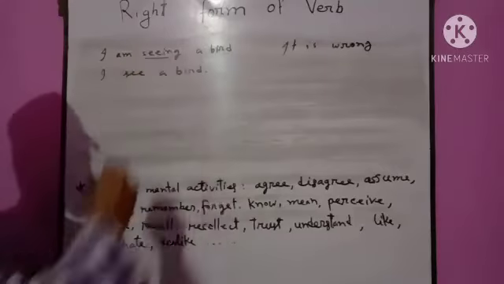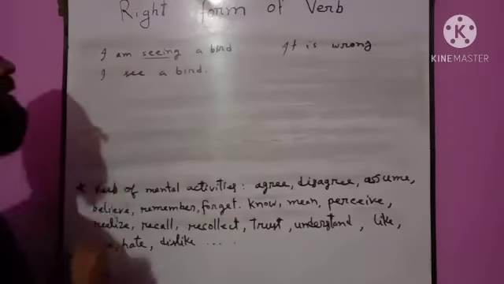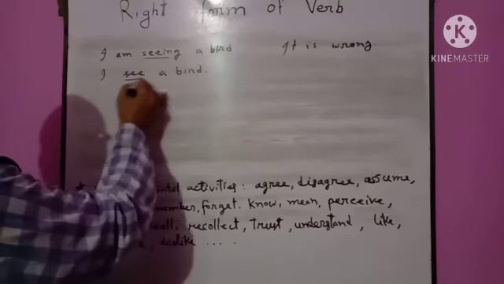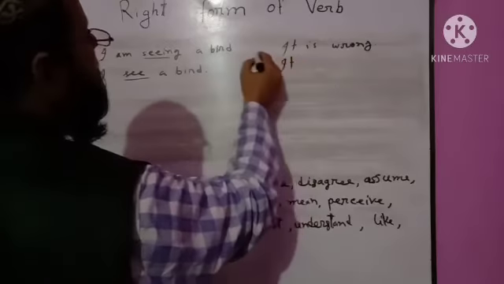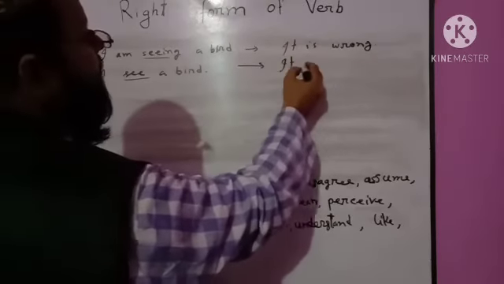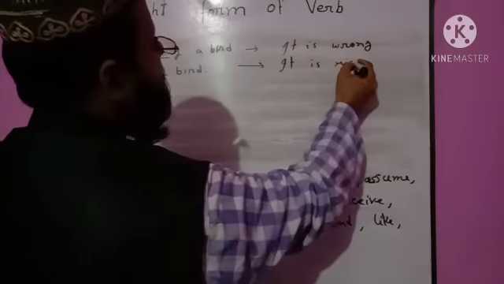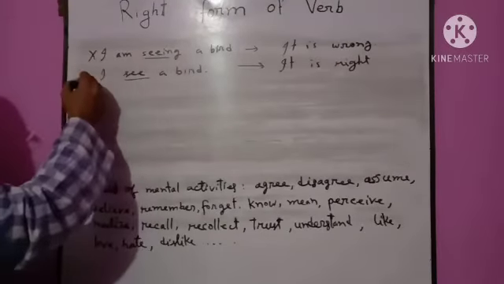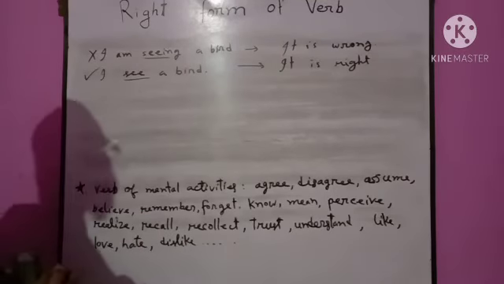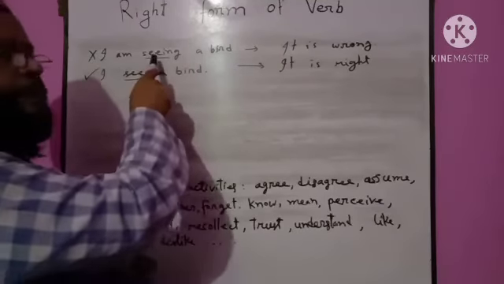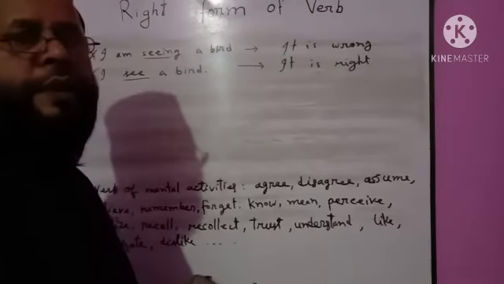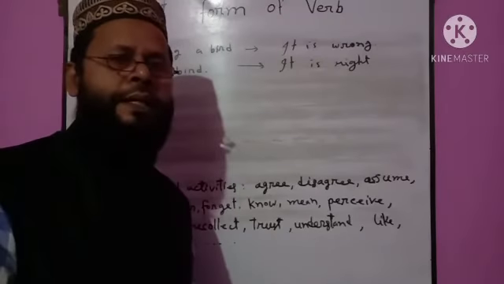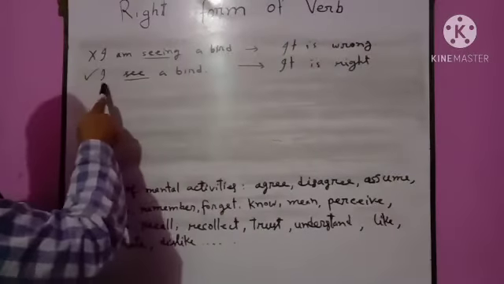I am seeing a bird. Here, the verb seeing is wrongly used. The correct form, the right form will be see. I see a bird is right. Verbs of senses, like seeing, will not be used in continuous tense. We should use the verb of sense in simple present tense. So it is correct: I see a bird.